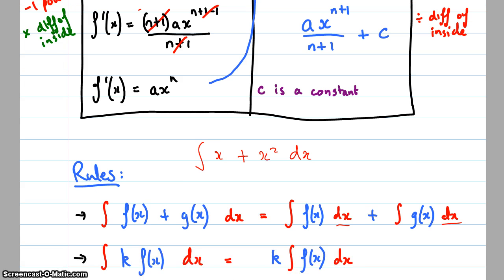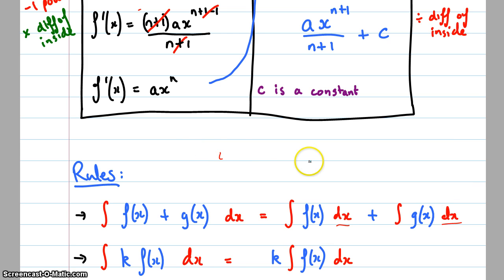Another one here, if k is just some random constant, it could just be 3 or 7 or a, it doesn't really matter. It's just a constant. If it is a constant, you can actually drag it out the front of the integration sign because it won't make any difference to the integration. So for example, I could have 3x dx. That would be the same as 3 times x dx. That's kind of what I mean for that one there.